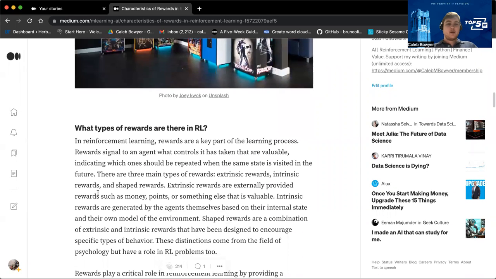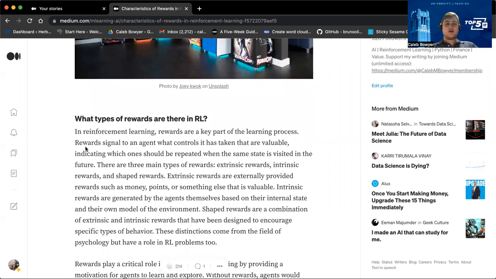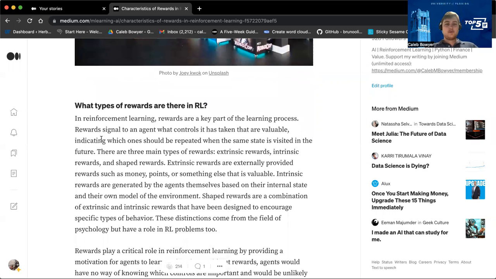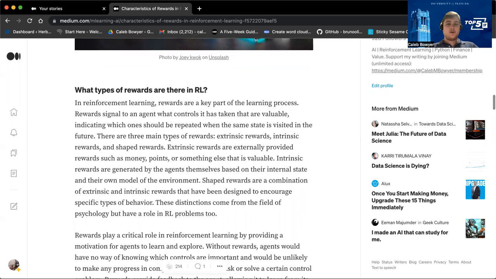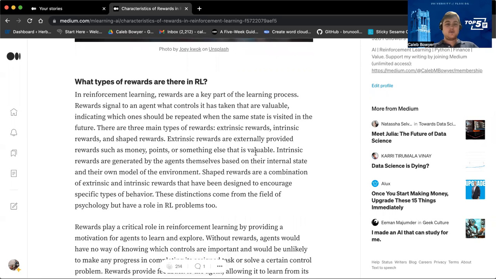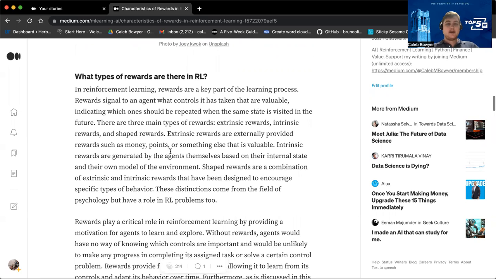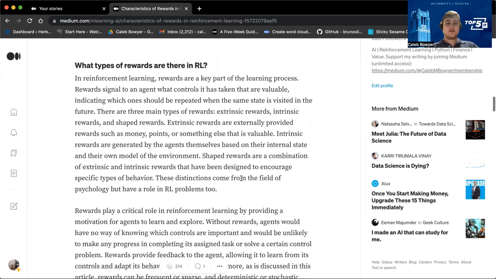So anyway, what types of rewards are there in RL? In reinforcement learning, rewards are a key part of the learning process. Rewards signal to an agent what controls it has taken that are valuable, indicating which ones should be repeated when the same state is visited by the agent in the future. There are three main types of rewards: extrinsic, intrinsic, and shaped rewards. These are more psychological terms, but I like the terminology.